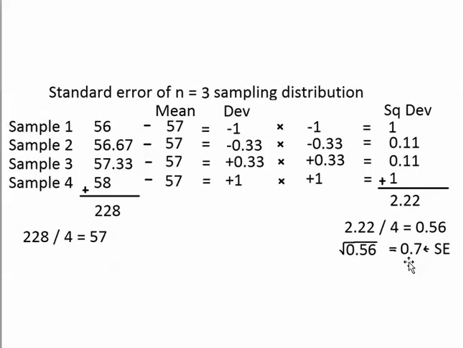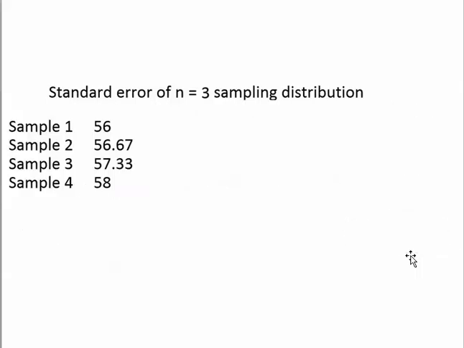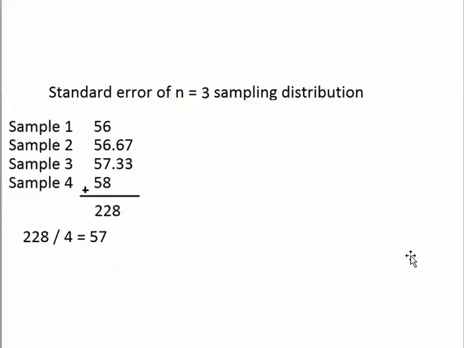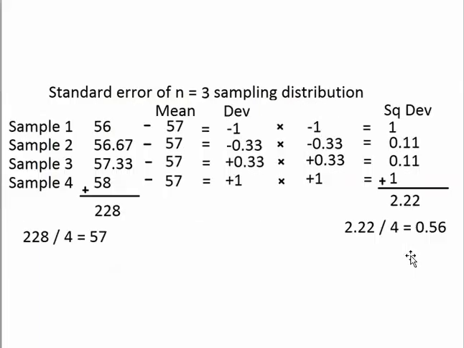And we can see that it comes out to a smaller number with the bigger sample size, because when I did it with all of the samples of 2 back here, it was 1.29. Here it comes out to 0.7, a smaller number, because here the sample means are more accurate and they're closer together, so they're less spread out, which means a smaller standard error.